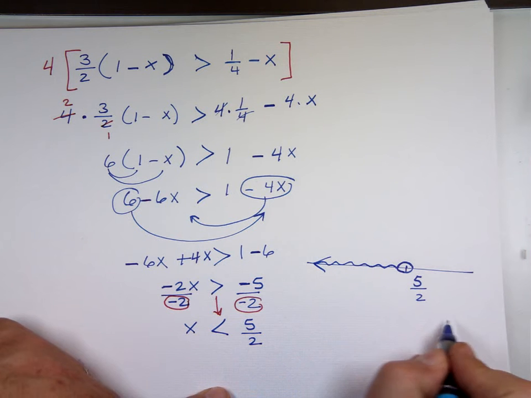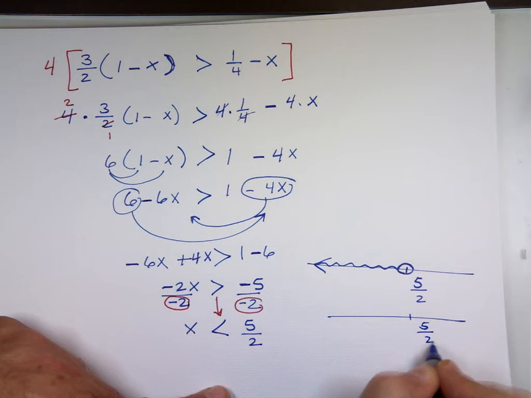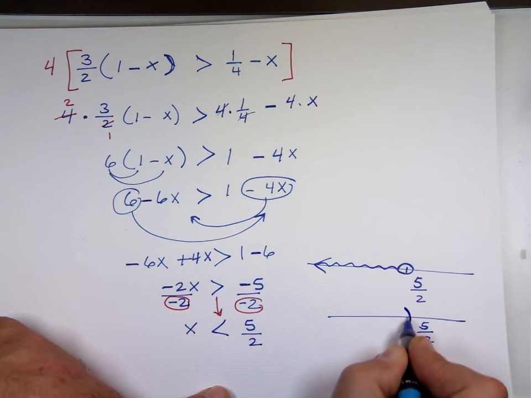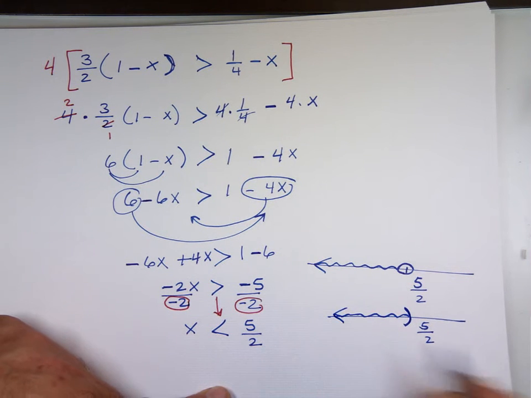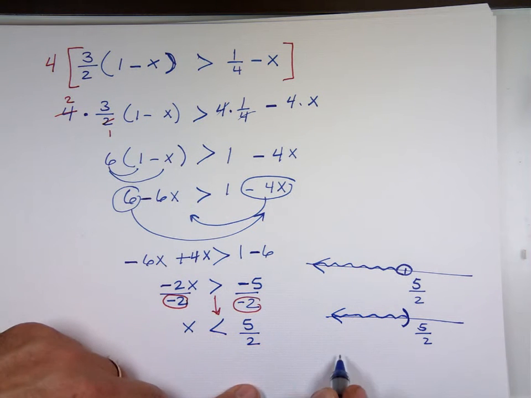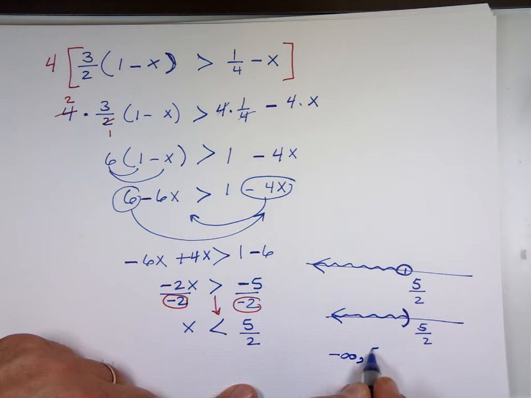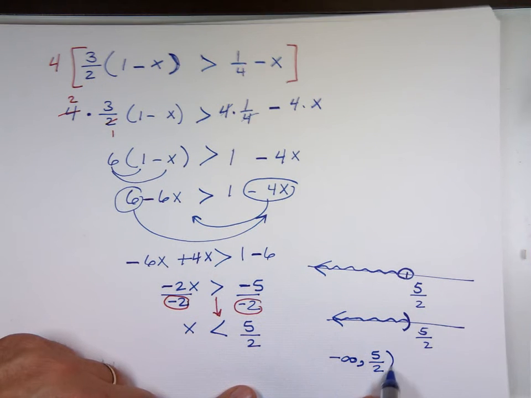There's the 5 halves. It's not included, it's parentheses. And in interval notation from where to where? Yep. 2.5. Which one is included? Which one is not? None of them. None of them are included. Very good.